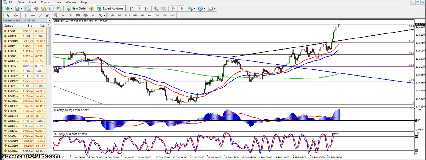Hi folks, it's Mark McDowell here from FX Professional, and we're just taking a quick look at a trade from yesterday on the pound Japanese yen resistance line on the 4-hour chart.